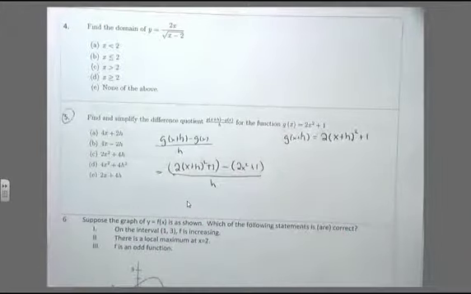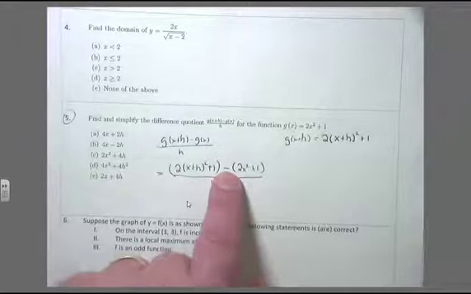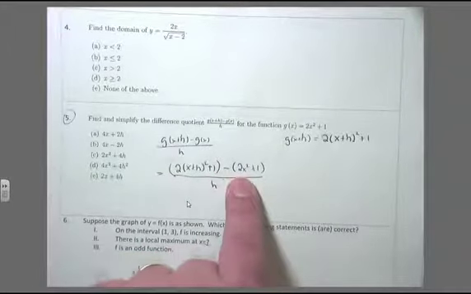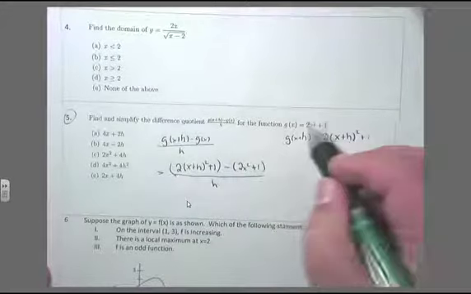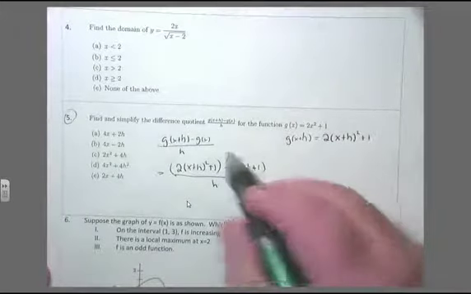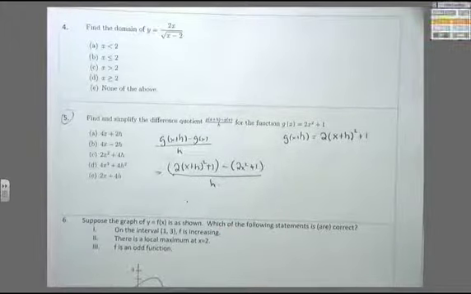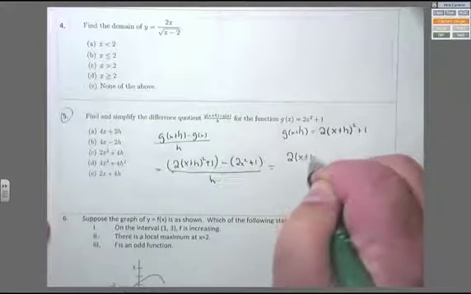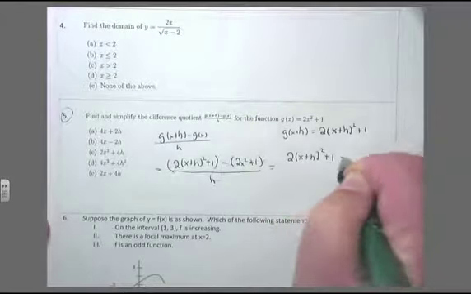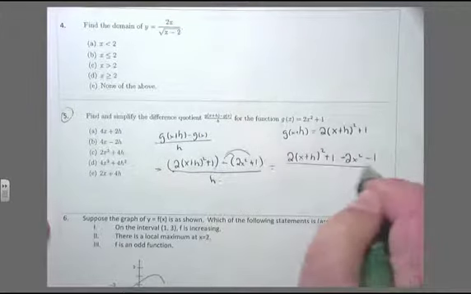Now, before I move on, I want you to notice the wonderful use of parentheses. Parentheses around the g of x plus h, minus, most important, the parentheses around g of x. Does that make sense? They gave that to me as 2x squared plus 1, but there's a big old negative in front of it. So I'm going to clean this up by distributing that negative and dropping this parentheses: 2 times x plus h squared plus 1 minus 2x squared minus 1, that negative distributes, all over h.